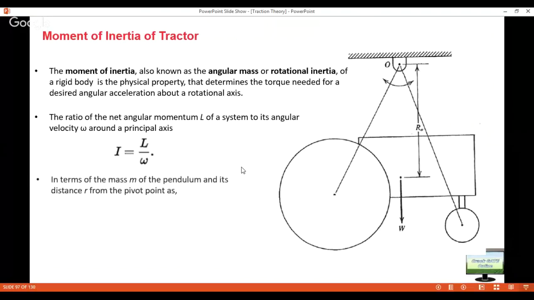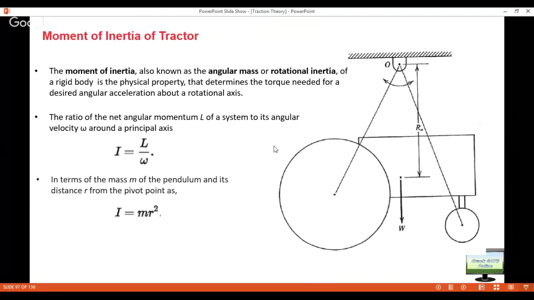Similarly, in other terms, if you know the mass of the body, which is m in this case, by considering it as a pendulum, and its distance from the pivot point is a small r, then the moment of inertia will be mr square. So you all are aware about moment of inertia, I will be mr square. In this case, this is the distance of the pivot point from the center of gravity, and the weight you already know. So if you know the distance and the W, then you can calculate moment of inertia as W into r naught square.